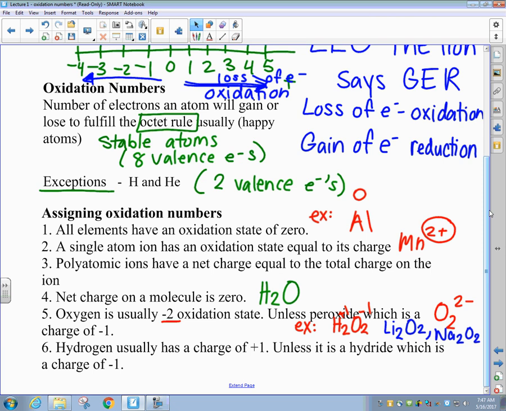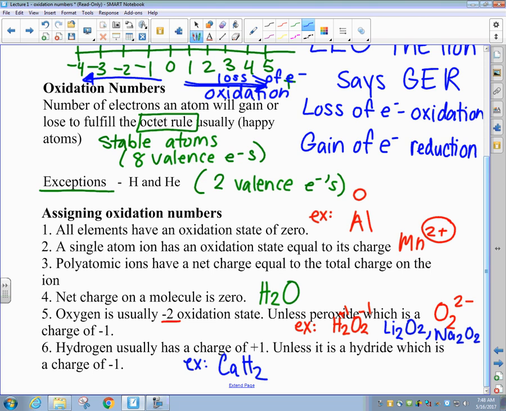Last rule here, number 6. Hydrogen usually has a charge of +1. The exception to this is if it is a hydride, which has a charge of -1. Typically, we see a hydride combined with any kind of metal cation. So an example of this would be calcium hydride, where calcium is a metal.